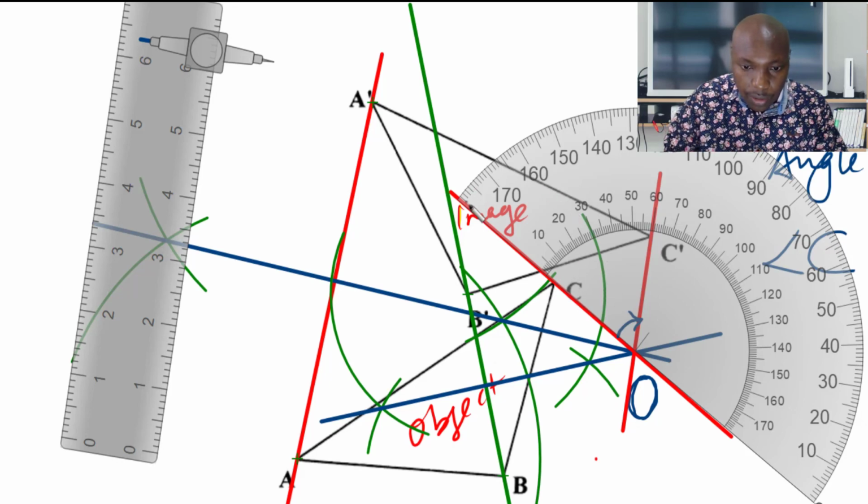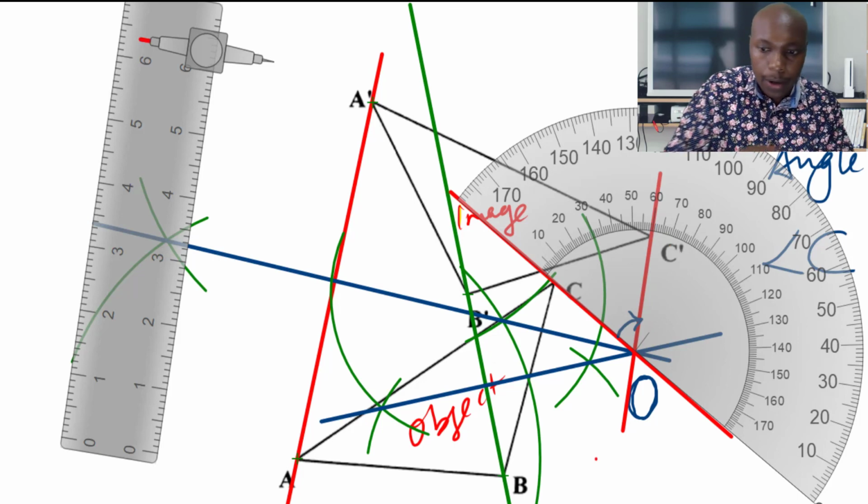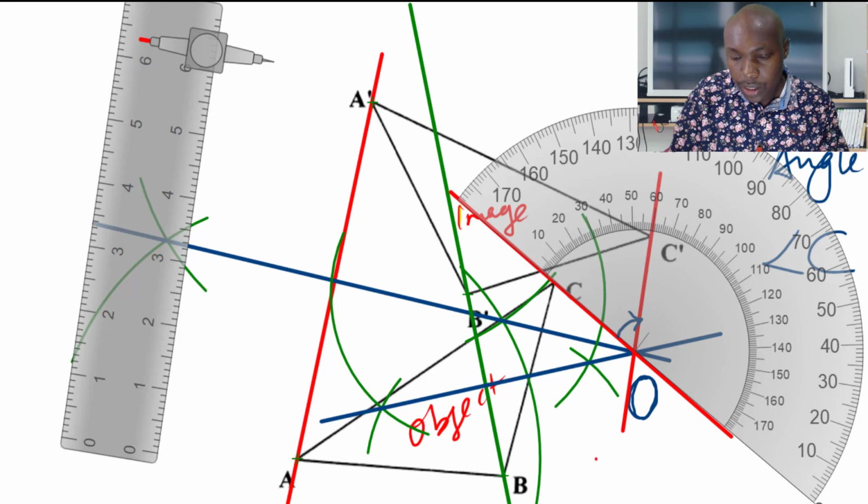You measure the angle from this point. This is where the point C is, and this is where C prime is. So you can see that movement is in a clockwise direction. It moves from 0 to 60 degrees. So that is basically how you're supposed to do it, and therefore this angle is 60 degrees in a clockwise direction.